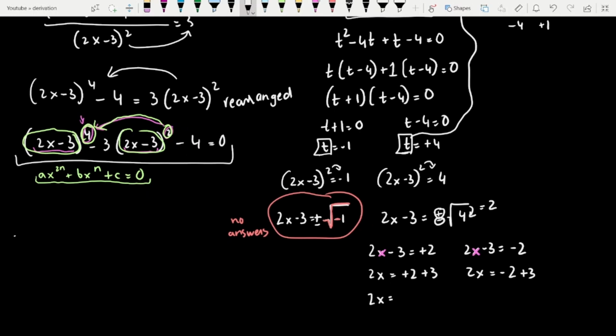So over here, we're actually going to get 5, and over here we are going to get positive 1, and then we're going to get our answers, which are going to be 5 by 2 and 1 by 2. So these are the two answers to our equation.